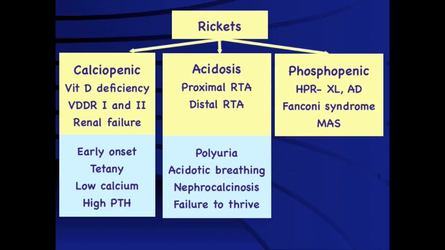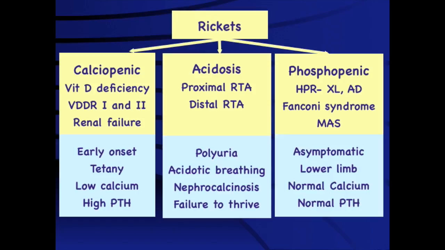And finally, we could also have a problem of phosphorus metabolism which presents as phosphopenic rickets. Traditionally, they would be associated with asymptomatic children who have lower limb involvement, with normal calcium and normal PTH levels found in this setting.